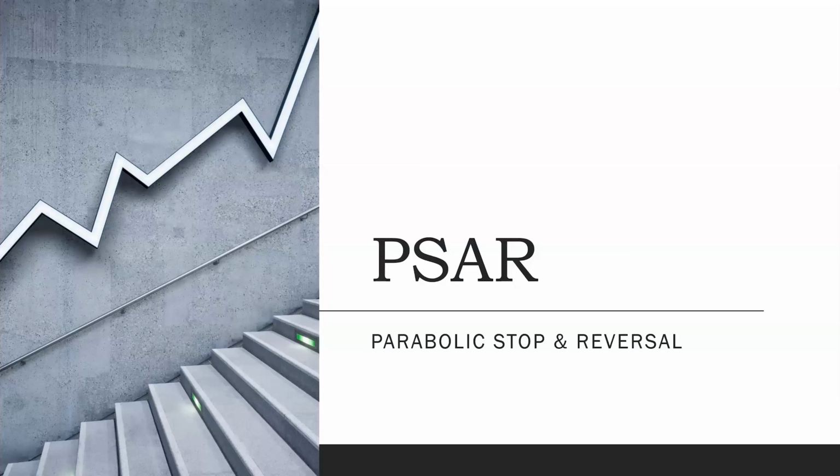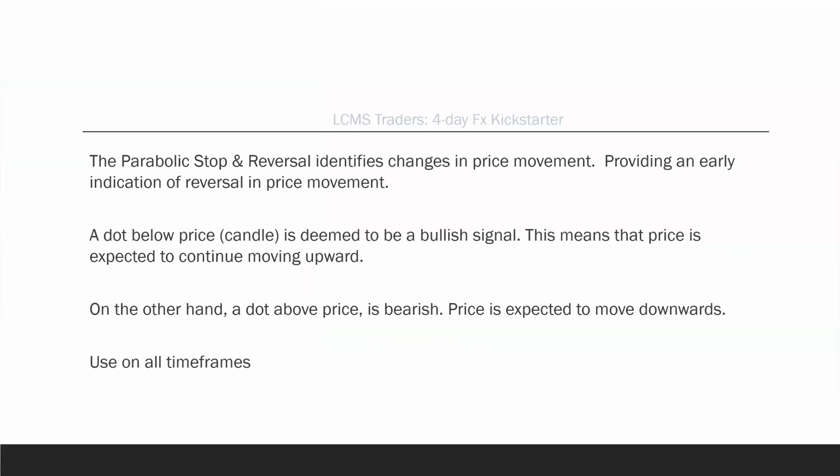We come to the last indicator, the parabolic stop and reversal, the PSAR. The PSAR's parabolic stop and reversal identifies changes in price movement. It provides a somewhat early indication of possible reversal in price movement. And it's quite easy to read.